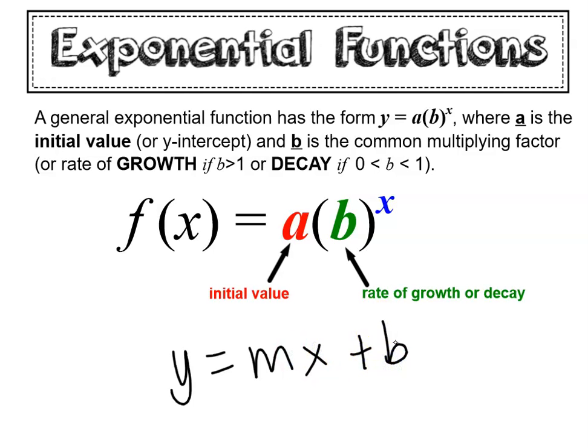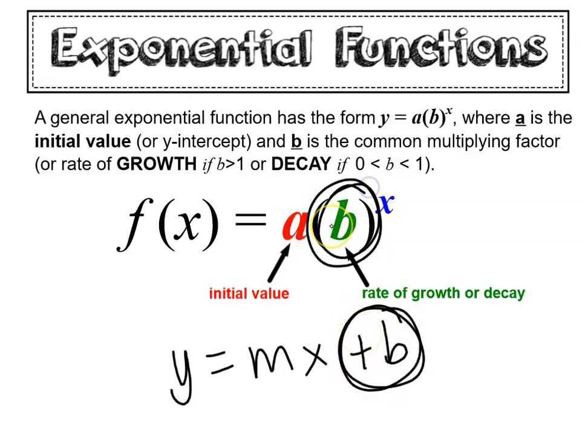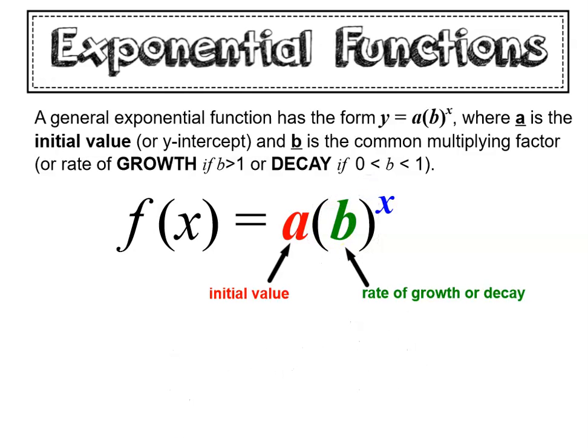Now these letters are completely different. What b means in a linear function is not what b means in an exponential function. So the letters are unrelated. In an exponential function, the a value is the initial or starting amount, and the b value is the rate of either growth or decay.